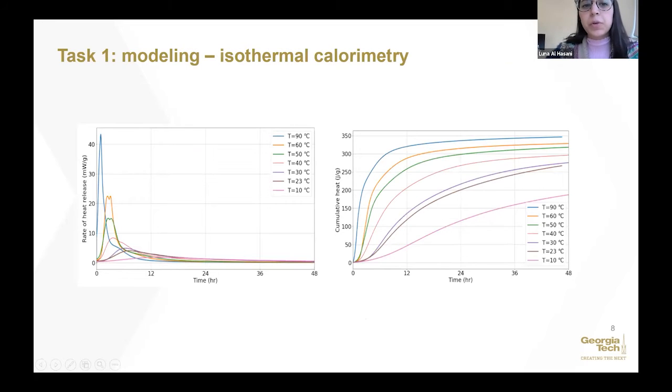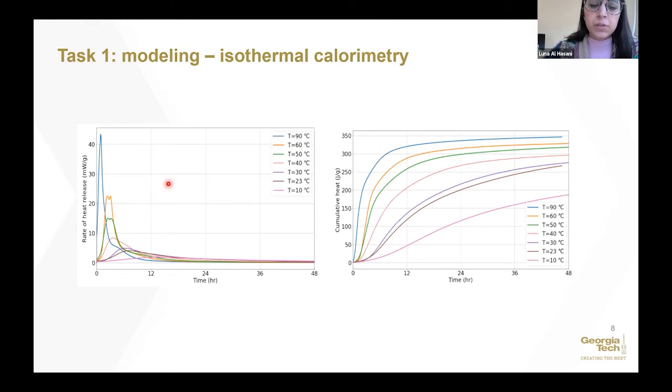So we decided to propose an alternative modeling approach. We used experimental isothermal calorimetry to find the heat of hydration of the cementitious pastes. This procedure requires that we perform the test at different temperatures. Here I'm showing curing temperatures ranging between 10 and 90 degrees Celsius. Of course, we do not have to do that many experiments. We can just do 3 representative ones.